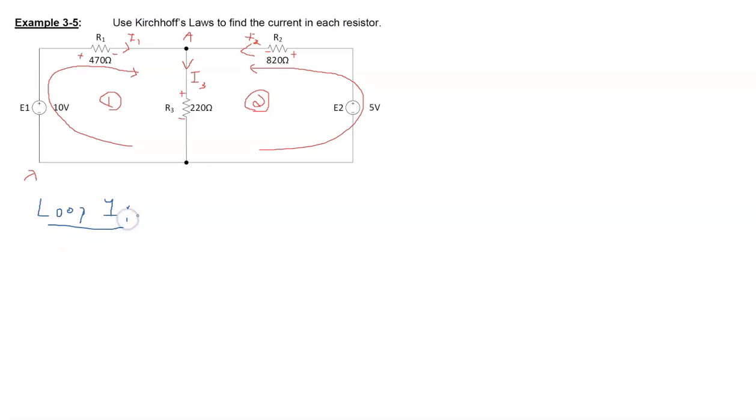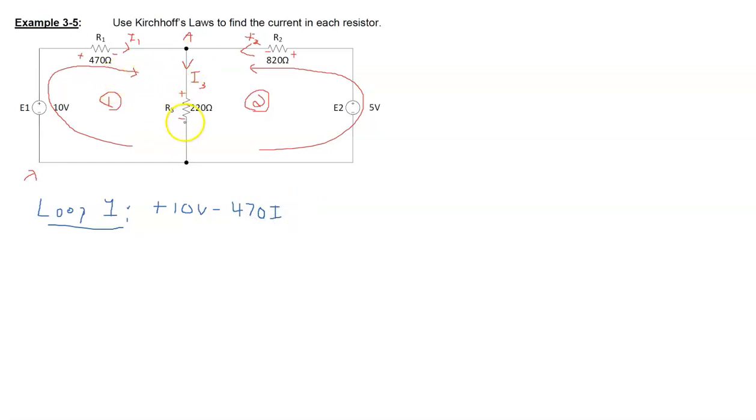we have plus E1, which is 10 volts. Then we come to R1 and we're going clockwise, so we're going from a positive to a negative. So that's subtract V1, and remember we want to write that in terms of Ohm's law, whereby it is equal to the resistance times the current, so 470 times I1.